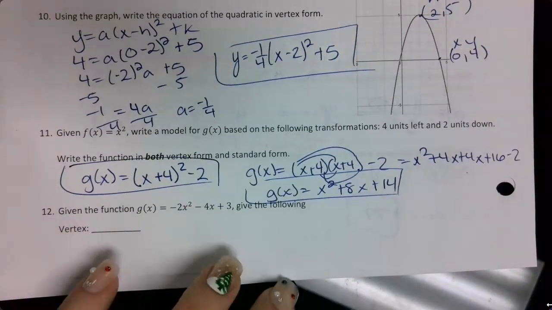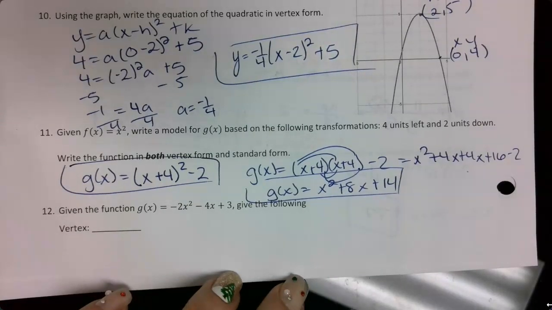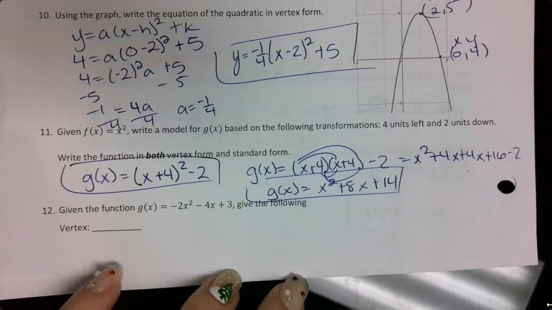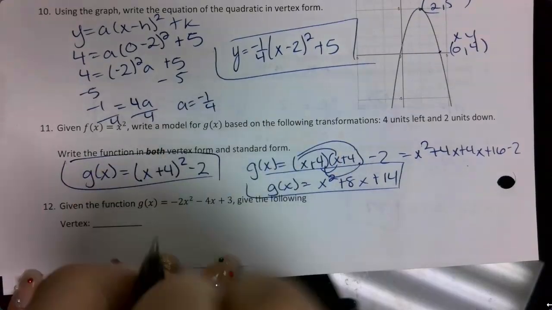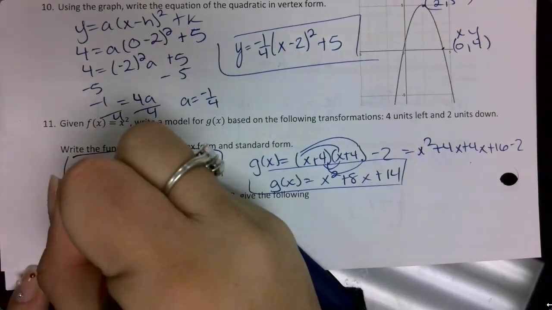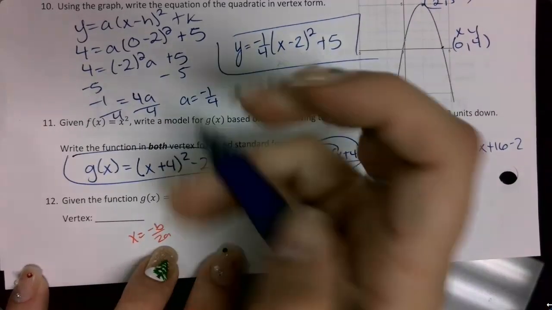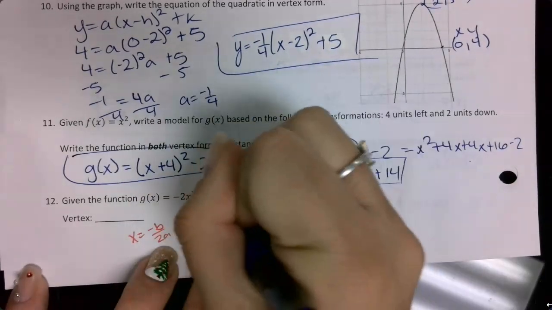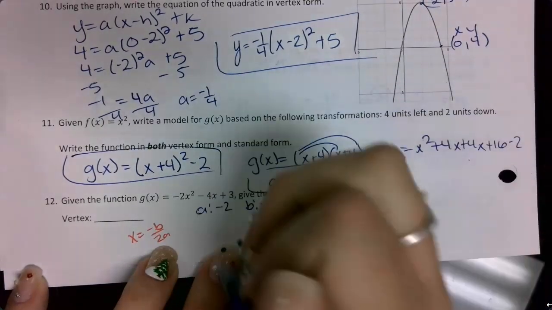This one says given the function g of x equals negative 2x squared minus 4x plus 3, give the following. I'm sorry, this didn't format well. It's going to be on the next page. For my vertex, this wants me to find x equals negative b over 2a. So I need to label my a, b, and c. a is negative 2, b is negative 4, and c is 3.